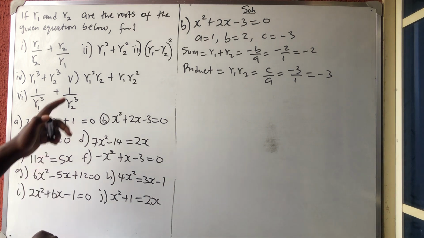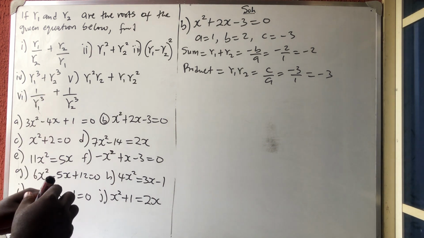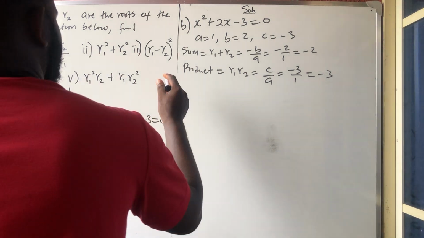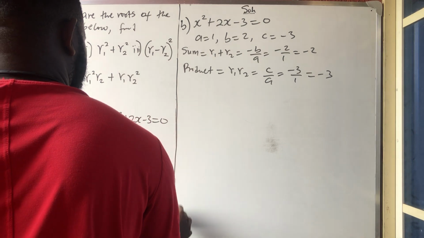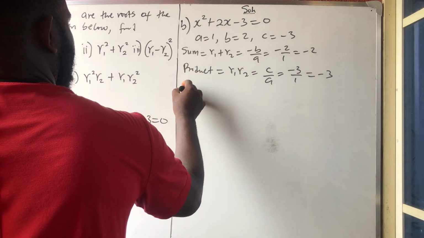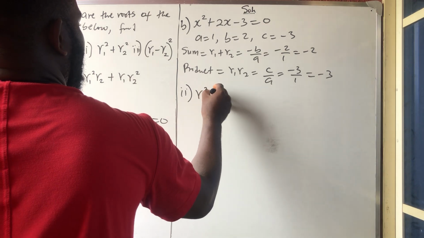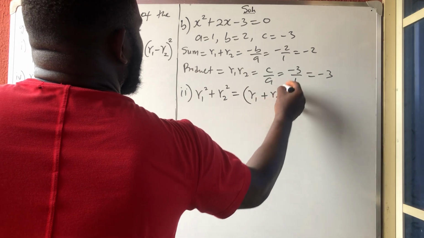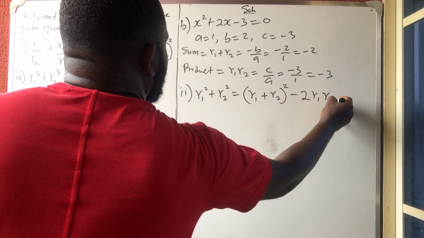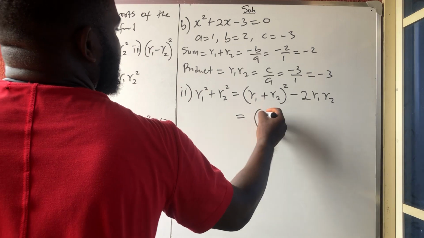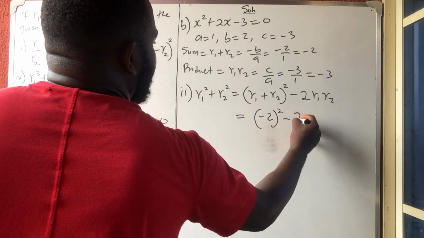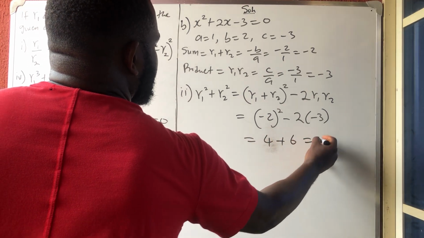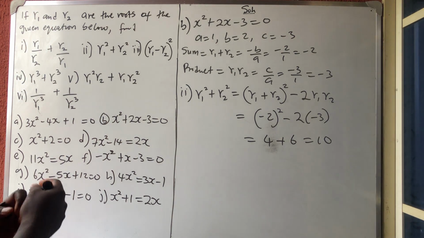So we have gotten the sum and the product. It will now help us to get all these things. Okay, so me, I want to start from II. If I start from II, it said R1 squared plus R2 squared, which is R1 plus R2 all squared minus 2R1 R2. So this is minus 2 all squared minus 2 into minus 3. So 4 plus 6, which is 10. I have gotten this one as 10.